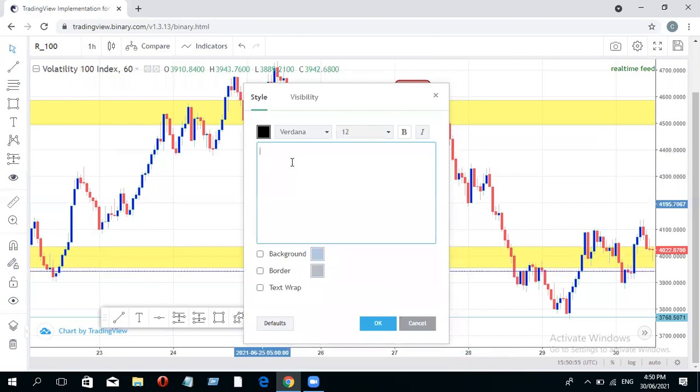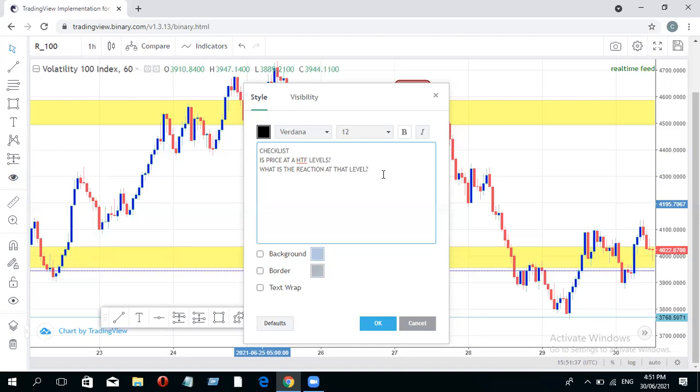The first thing to do, this is the checklist. Is price at a higher time frame level? If it is there, then ask yourself, what is the reaction of price at that level?